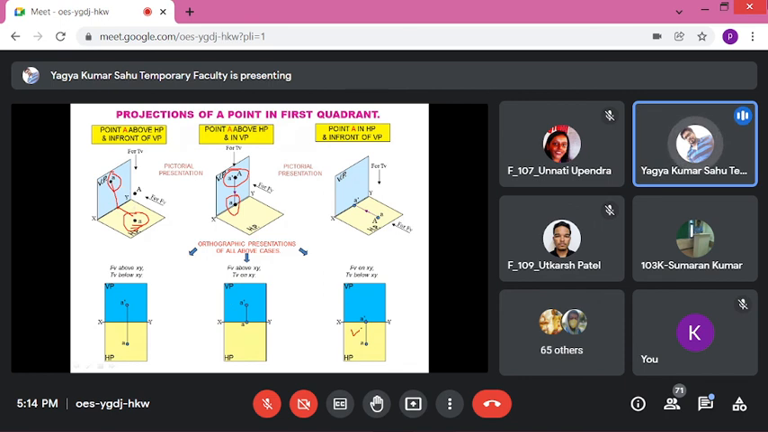Similar case is happening here also. The distance of the point from the horizontal plane is 0. The point is itself on the horizontal plane. So what about the distance of the front view? That will be 0 distance from the XY line. Is it? Yes, sir.